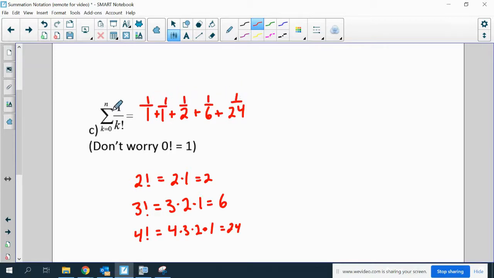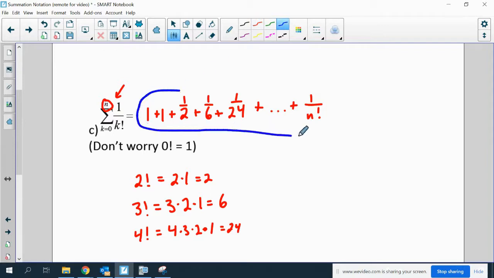Sorry, kind of forgot about that part. So I have 1 plus, I actually don't need the fractions in these first two. That's probably why I kind of forgot about it. So I have 1 plus 1 plus 1/2 plus 1/6 plus 1/24. And then what I'm going to notice is that this goes all the way to n. So I'm never going to actually get there. So I have to put plus dot dot dot, and then plus 1 over n factorial is my last term. So this is my answer where I'm writing everything out.